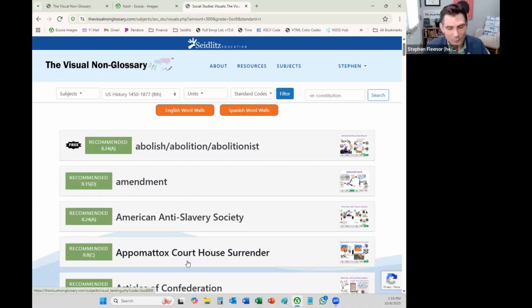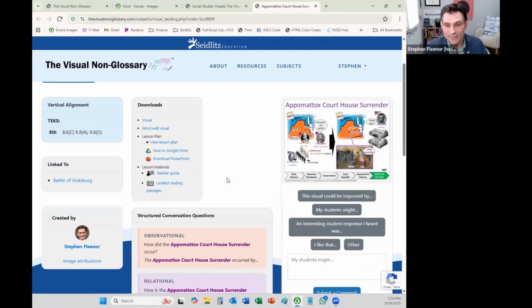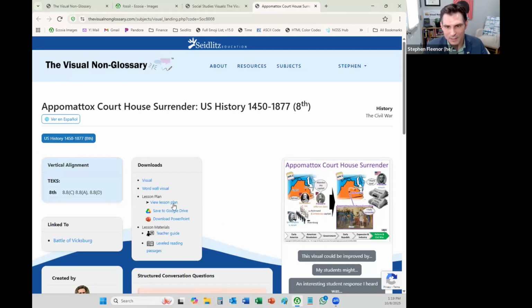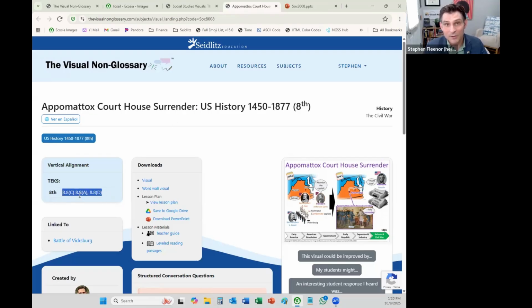So let's say I'm teaching the Civil War, and I want to talk about the Appomattox Courthouse surrender. So we're going to have a lesson that's completely centered around the Appomattox Courthouse surrender. You'll notice several things. You'll notice the conversations, and we're going to dive into a lesson in just a minute. I'll go ahead and load that on the backside. What you'll also notice are the standards that this lesson addresses. You know specifically that this word appears in these standards, and if it appears in multiple grade levels, you'll see that listed here as well.